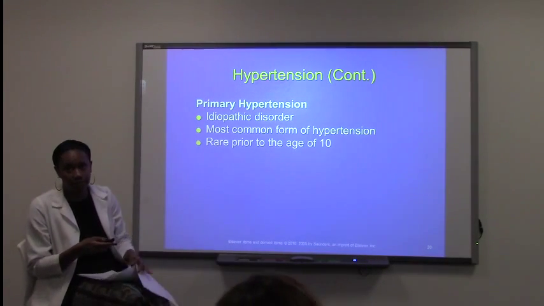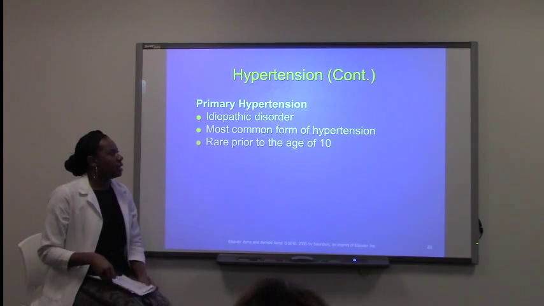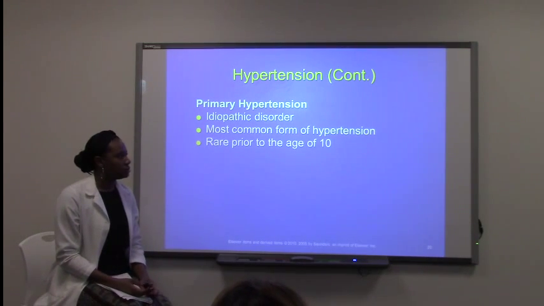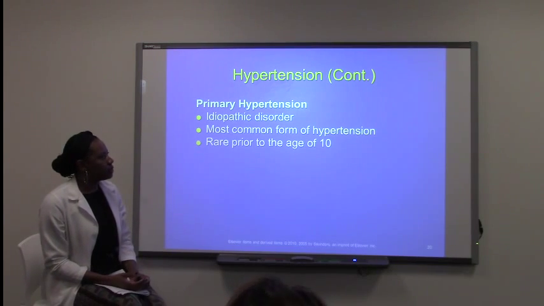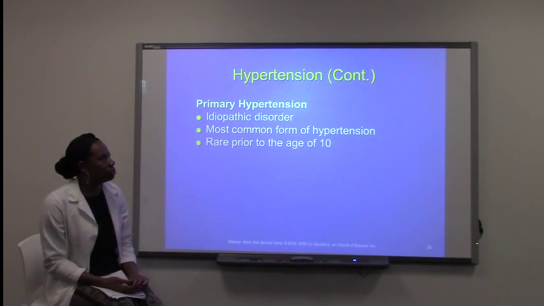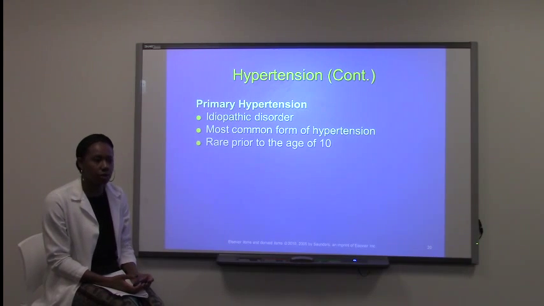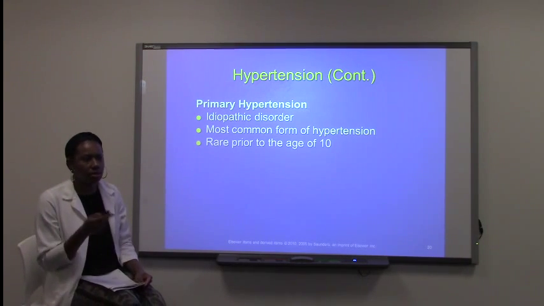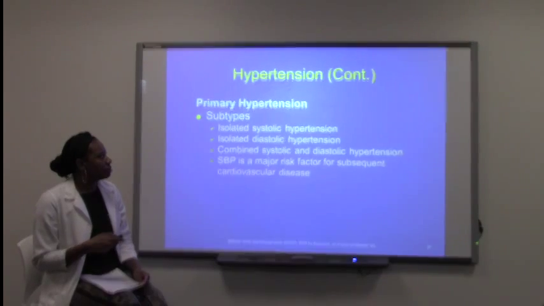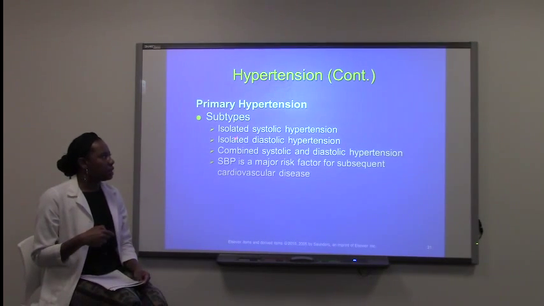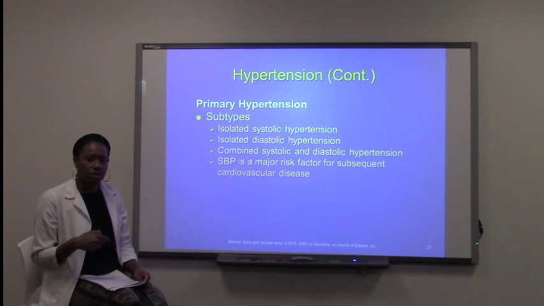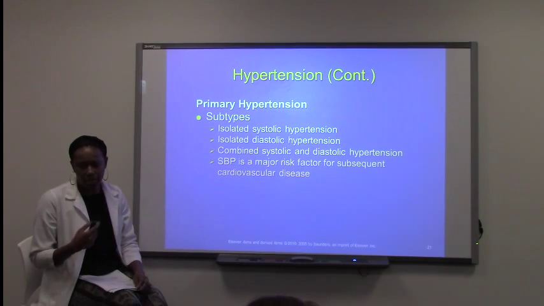Now, the rest of this, hypertension, we have primary. With primary hypertension, this is the most common form. Please make sure you know that. It is an idiopathic disorder, so they're not sure exactly what causes it, although yes, we know there are tons of risk factors that cause hypertension. They do have different subtypes. Sometimes people can have a systolic hypertension or a diastolic, or they can have both. But the most common form, just to let you know, is the systolic. But sometimes people can have a diastolic.